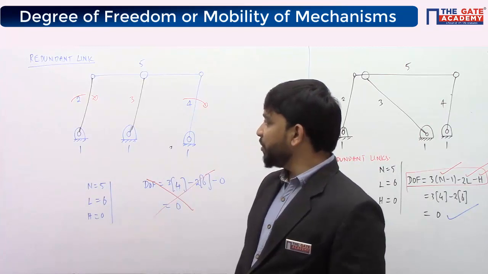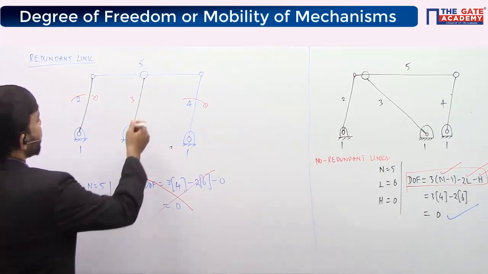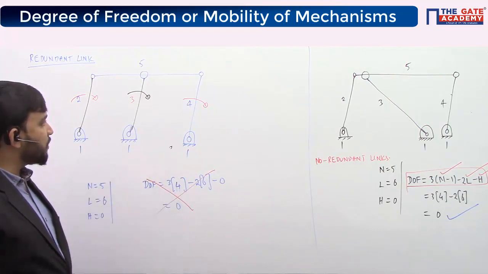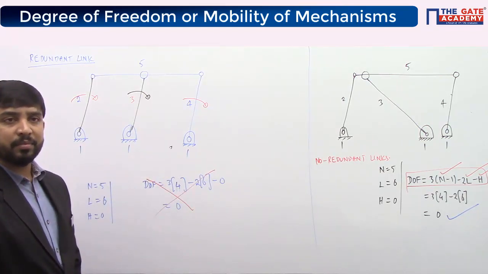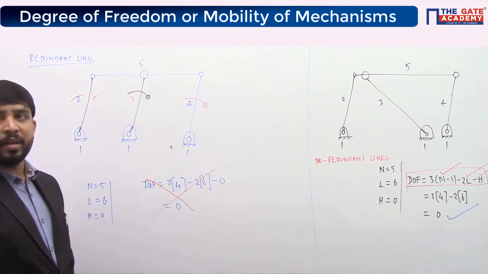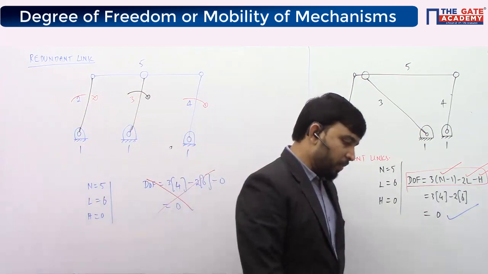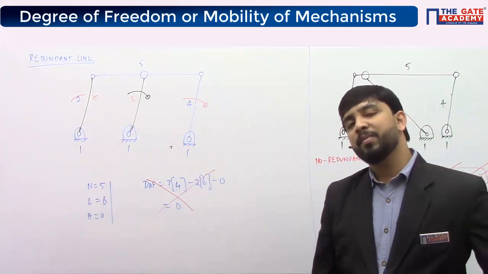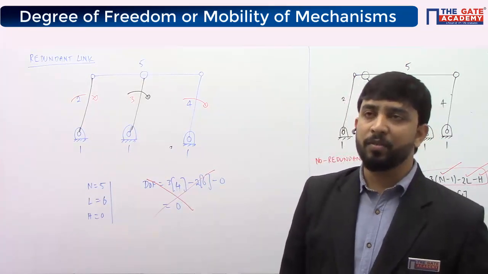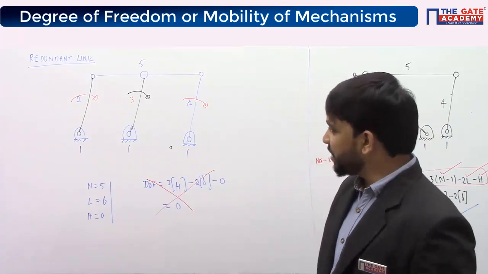Just write down like this. In the above mechanism, there are 5 links with 6 turning pairs. The functioning of the mechanism will not get affected even if one of the links of 2, 3, 4 is eliminated.